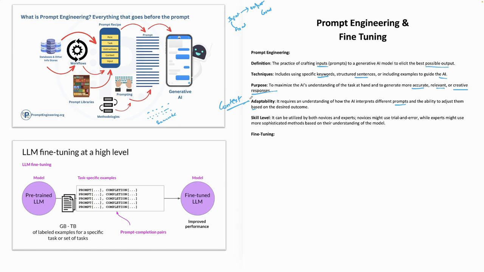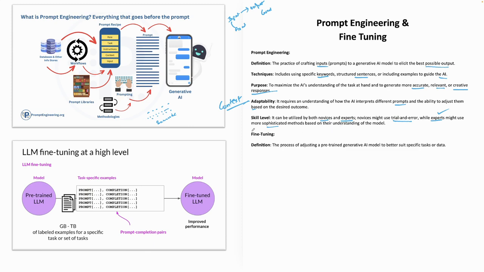The good thing about prompt engineering is that it can be utilized by both novices and experts. Novices, who are not very trained people, like new people, would definitely use trial and error. You give some prompt, you get the output, maybe you're not happy, then you work on your prompt and give another prompt, and probably you get good results. This is more of trial and error, and a novice or an untrained professional would use this concept. But experts know how to play with the prompts. They will give such an accurate input that they get a very accurate and creative output. They may use sophisticated methods based on their understanding of the model.